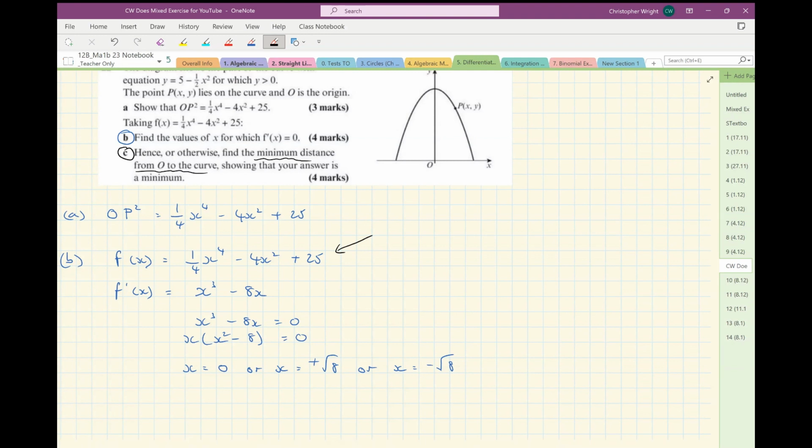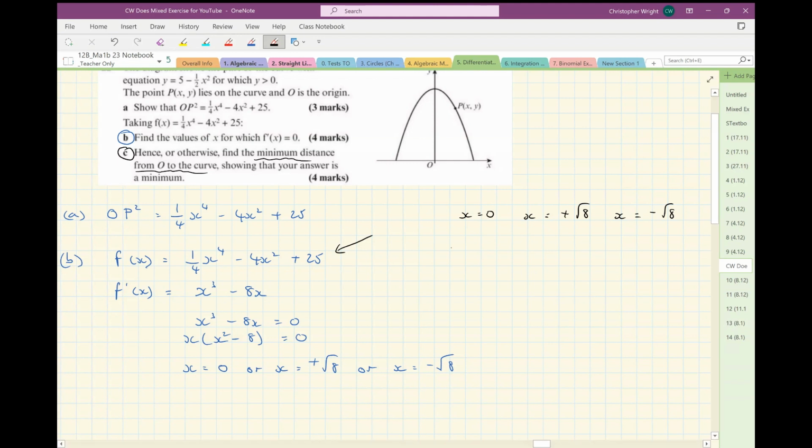So I know that the minimum of the function will occur either when x is 0, or when x is plus the square root of 8, or when x is the negative square root of 8. Those are all the stationary points. Some of them might be maximum, some of them might be minimum. I need to find out which ones of those are minimums.